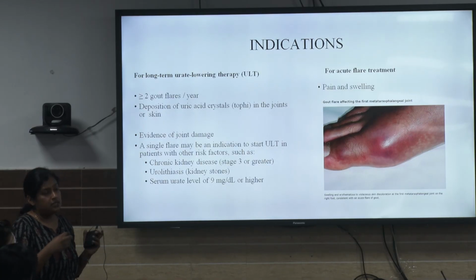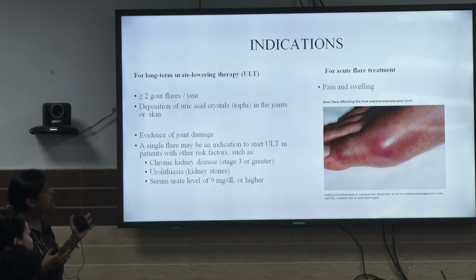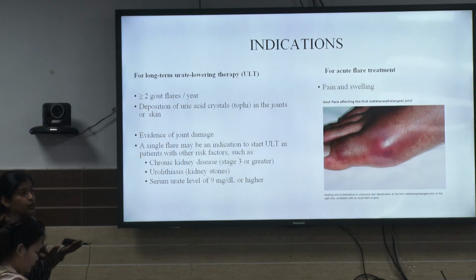Sometimes it can be polyarticular. All of a sudden, many joints can be involved. In such a scenario, you can give it. And if there is only one event of gout in a year, but the person is having a kidney disease, or there is stone formation present, or if the urate level is more than 9, then you have to give it.